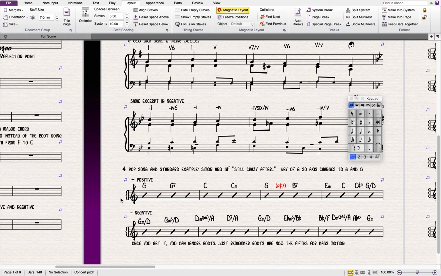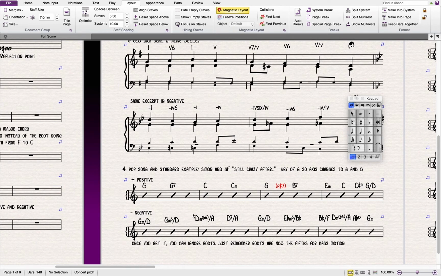Cool. So here's the negative version of it. And I'm being loose with the roots here because you don't have to play the roots yet. It's not a big deal if you don't. You just want to know that the roots are, remember, the fifth in the bass. That's an important thing to know. But once you get that and you chart it out like that, you can ignore the roots like you would normally.